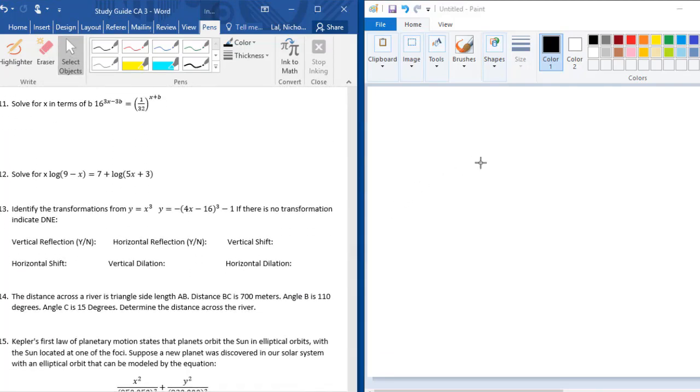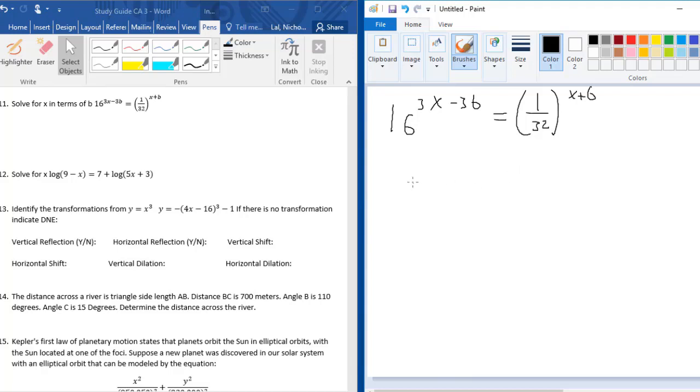Problem 11. Solve for x in terms of b. 16 to the 3x minus 3b is equal to 1 over 32 to the x plus b. And here is where we really want to understand what a common exponent could be.